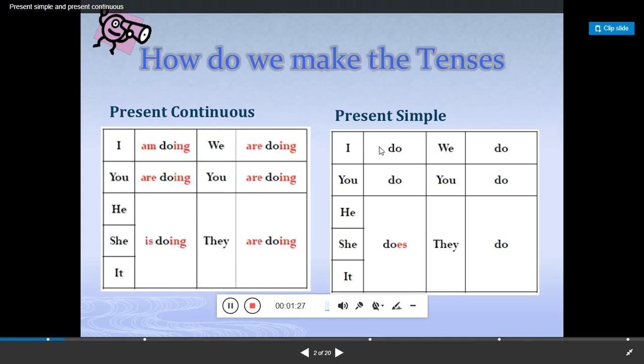For the present simple, it takes I, you, we, and they. They come with the infinitive, so we put the verb without any additions, whereas for he, she, or it, the verb takes s or es or ies. For example, the verb do comes with I, you, we, they, while does comes with he, she, it, or any singular noun.